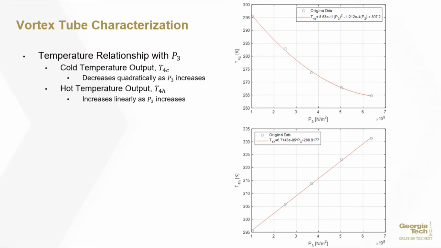Plotting the hot and cold output temperatures of the vortex tube against the pressure at the input of the tube shows the following trends. The cold temperature decreases parabolically as pressure increases, and the hot temperature increases linearly as pressure increases.